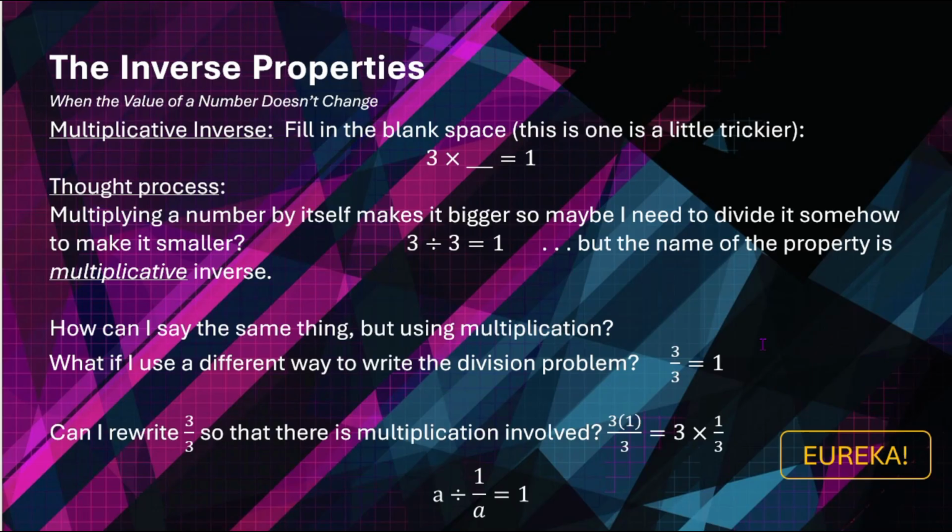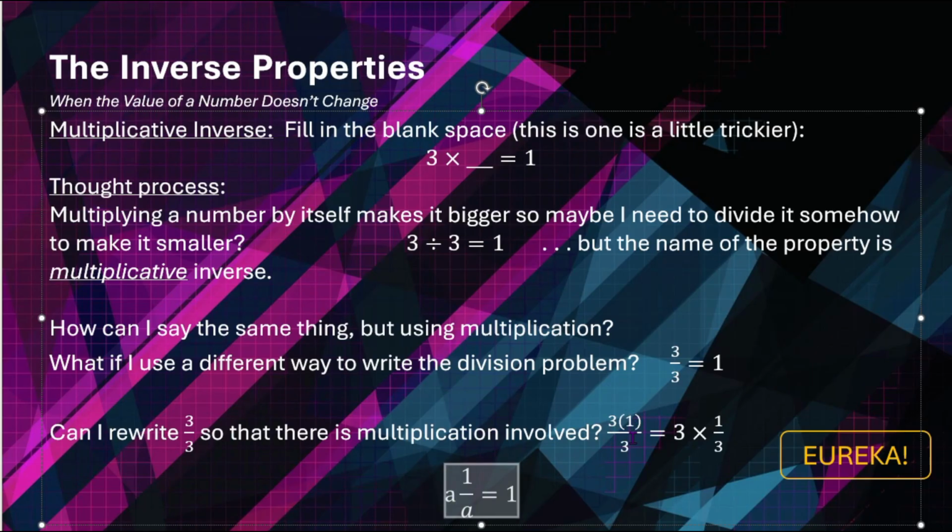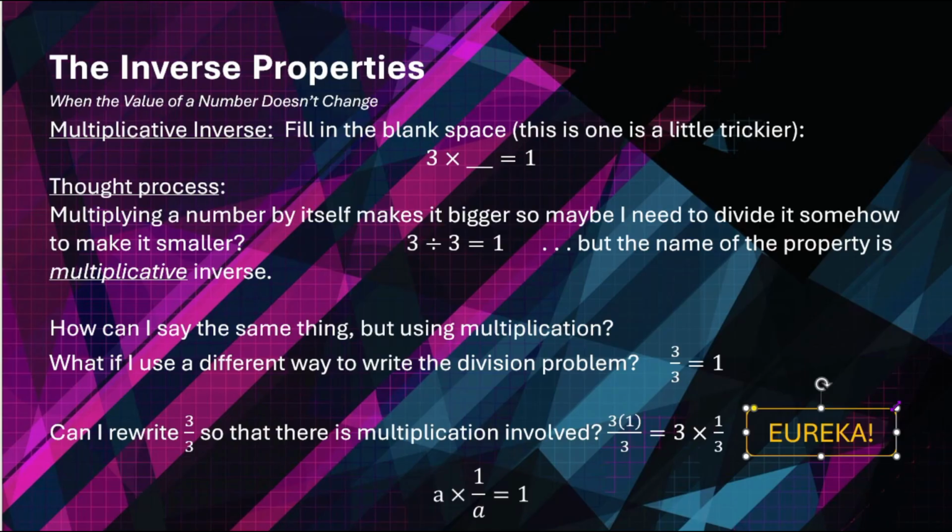Okay, so now I can actually separate those things to the point that I can say 3 times 1 divided by 3 is equal to, sorry, this is giving me dust. There we go. Is equal to 1. Okay, and so symbolically, that means that a times 1 over a will always equal 1.